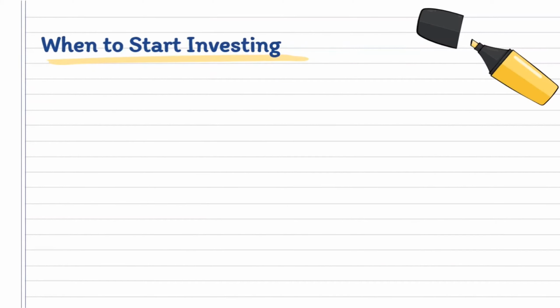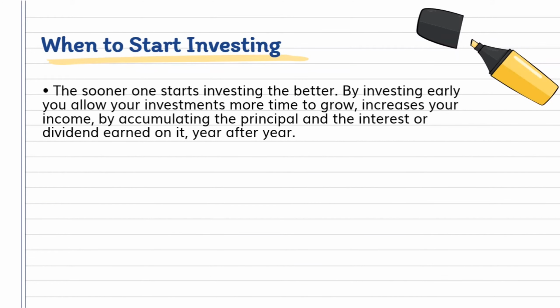When to start investing? The sooner one starts investing, the better. By investing early, you allow your investments more time to grow, and increase your income by accumulating the principal and the interest or dividend on it year after year. The 3 golden rules for all investors are: number 1, invest early; number 2, invest regularly; number 3, invest for long term and not short term.